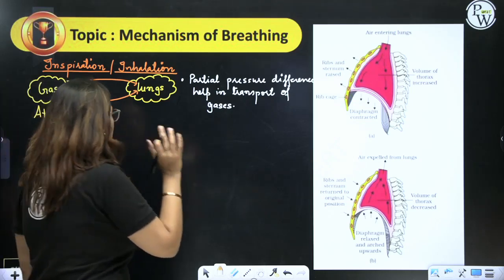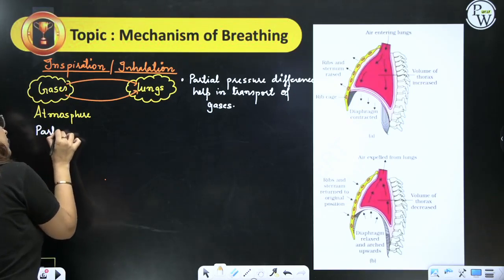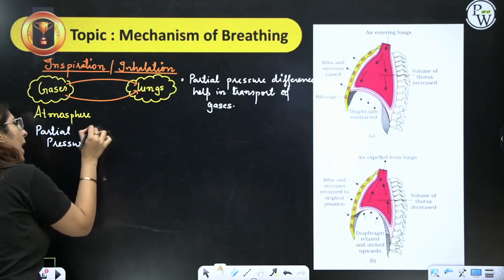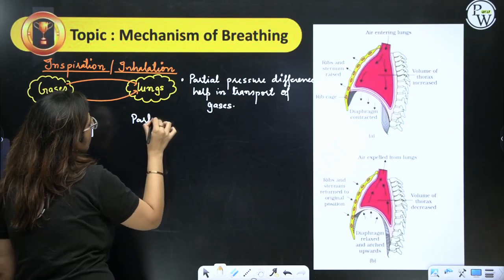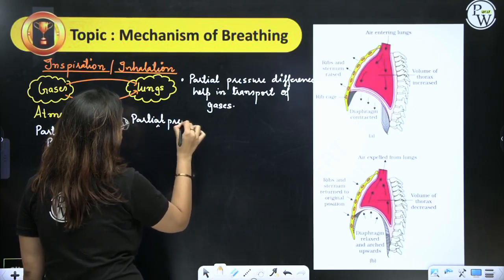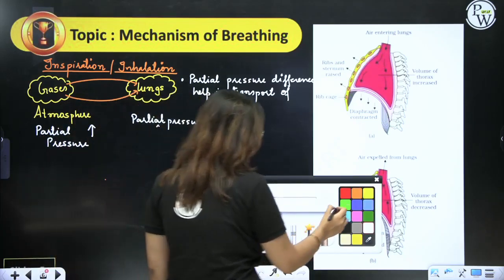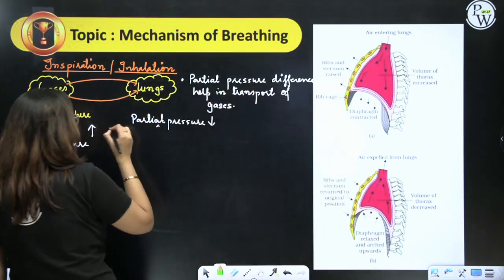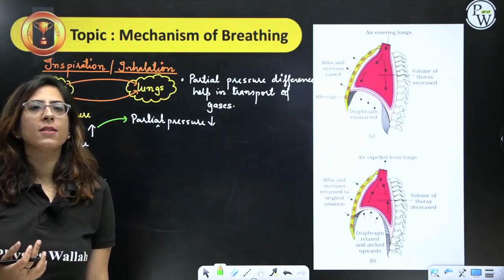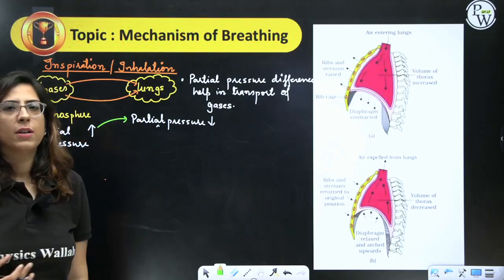Now, this particular movement is possible only when the partial pressure over here should be high and the partial pressure over here should be low. Am I right? Then only from outside gases will come inside. Are you agreeing to this point? I'm making the points very simple because simplicity is important. If you are able to understand the concept, you will retain it for a longer time in your brain.